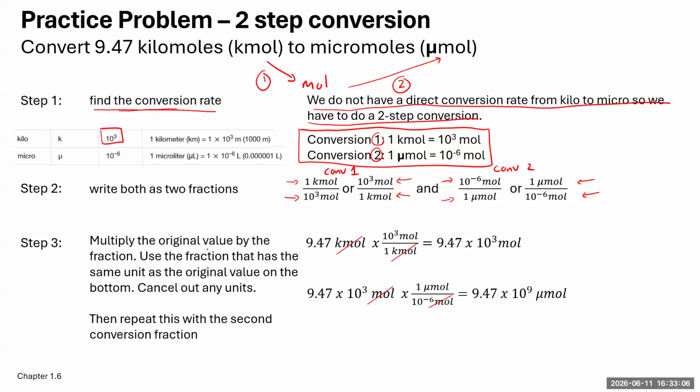Step 3, multiply the original value by the fraction. Use the fraction that has the same unit as the original value on the bottom. Cancel out any units. All right. Our original value is kilomoles, right? Kilomoles right here. So we want that on the bottom. So we're going to use this one. 9.47 kilomoles times that fraction. The kilomoles cancel out. And we're left with 9.47 times 10 to the third moles.